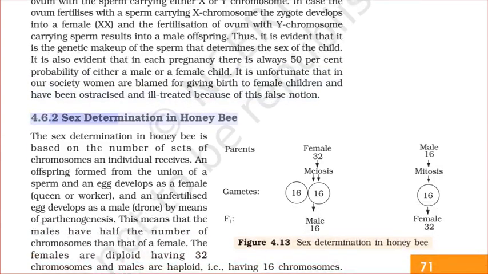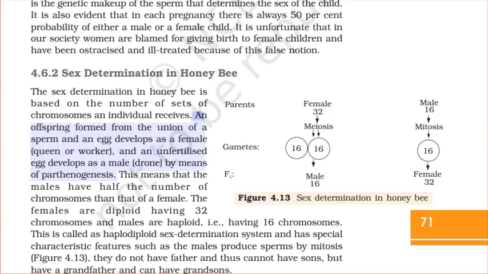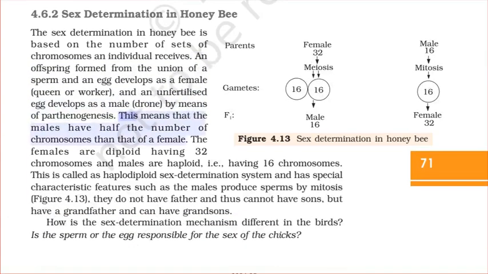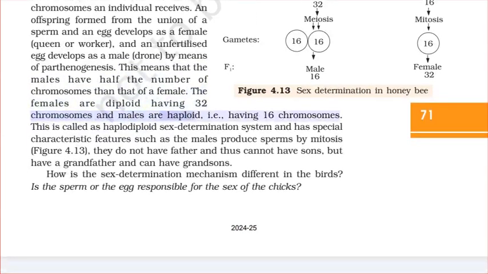Sex determination in honeybee. The sex determination in honeybee is based on the number of sets of chromosomes an individual receives. An offspring formed from the union of a sperm and an egg develops as a female, queen or worker, and an unfertilized egg develops as a male drone by means of parthenogenesis. This means that the males have half the number of chromosomes than that of a female. The females are diploid, having 32 chromosomes, and males are haploid, that is, having 16 chromosomes.